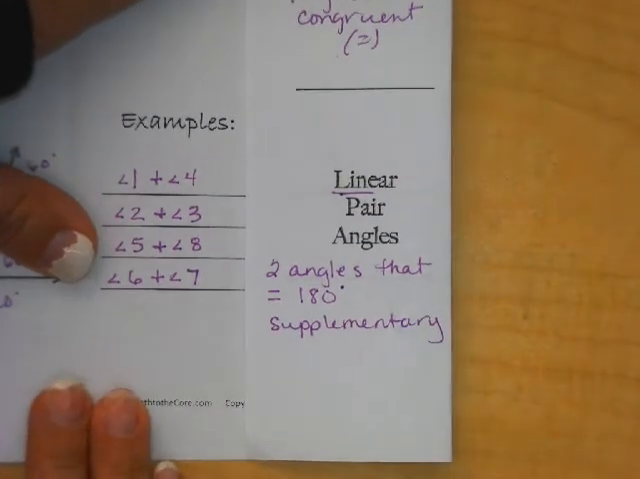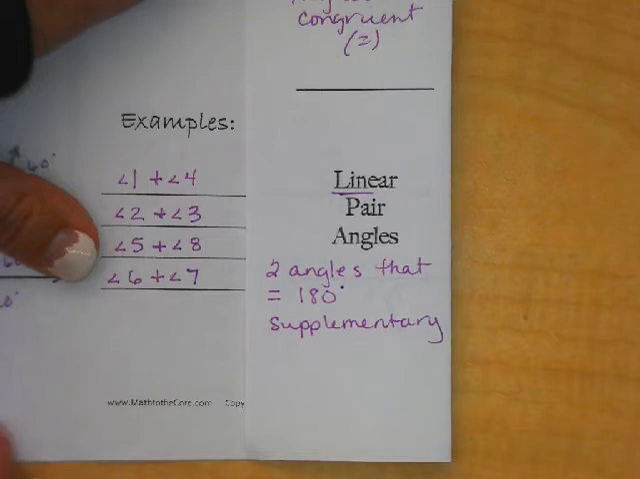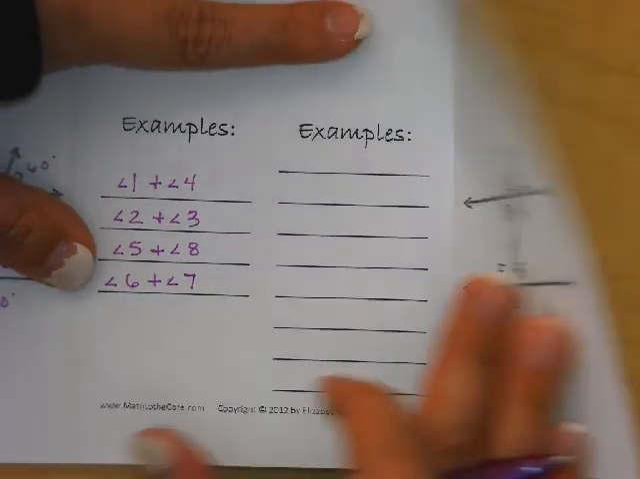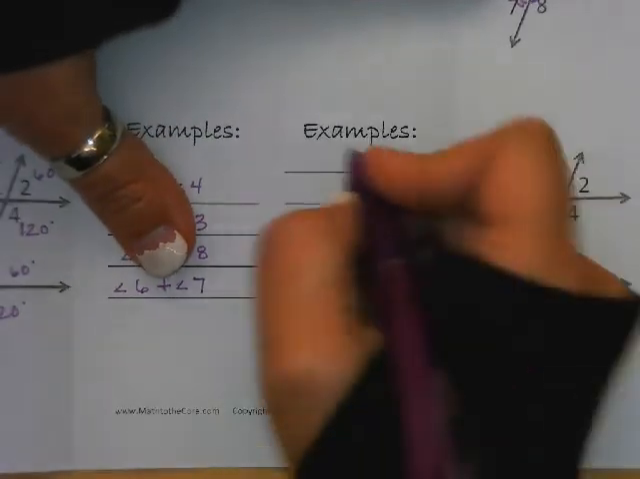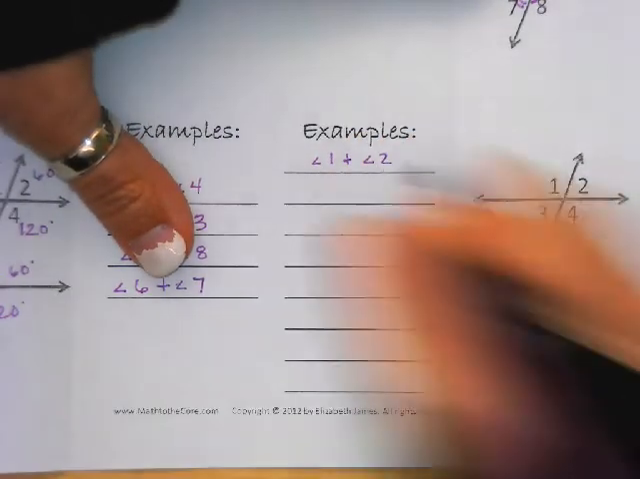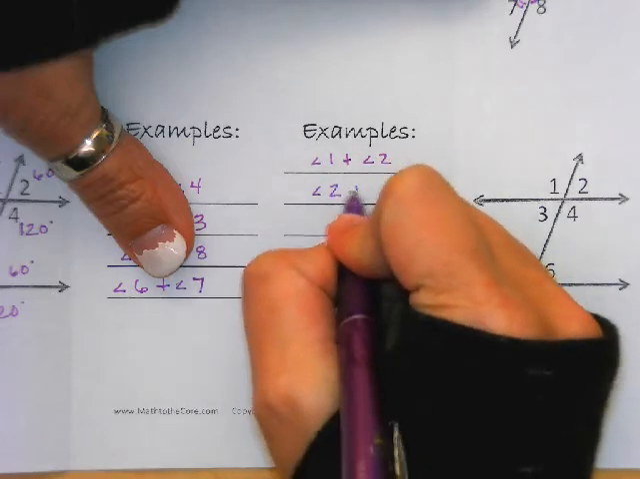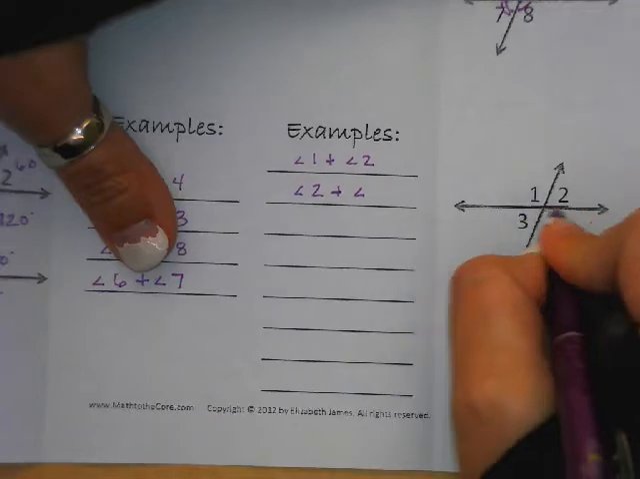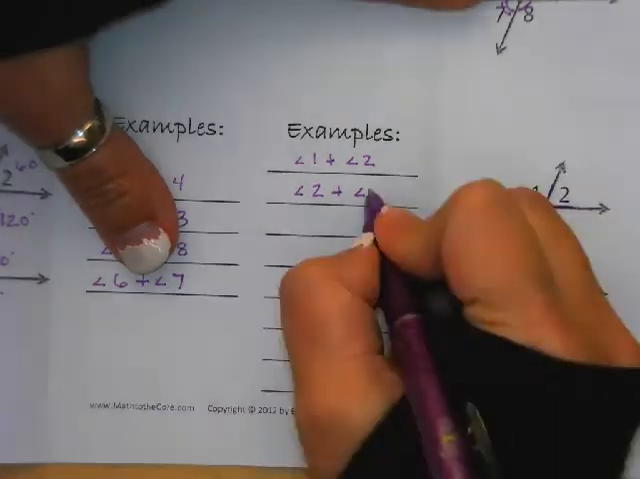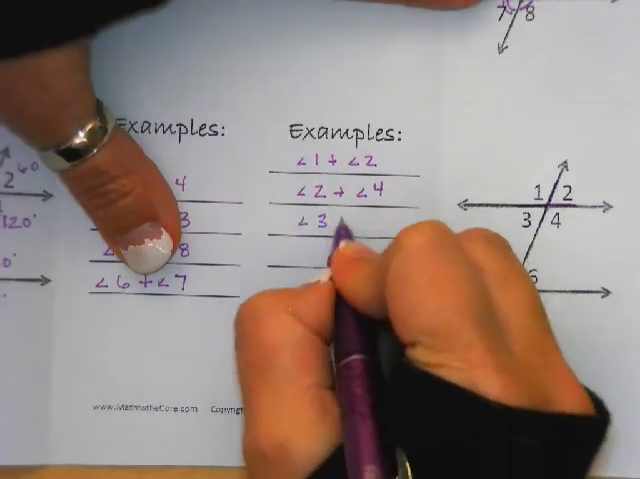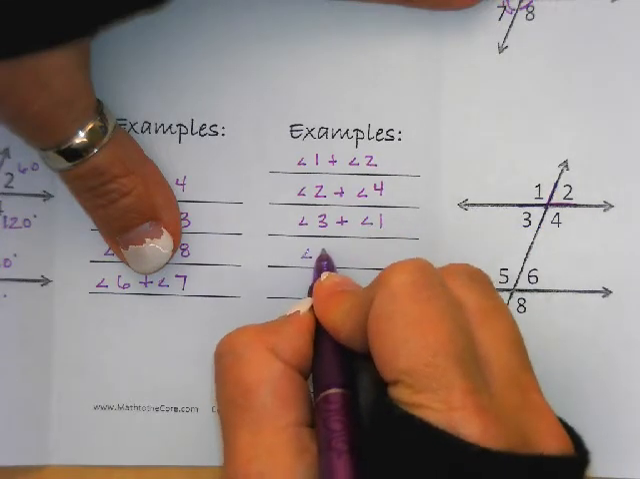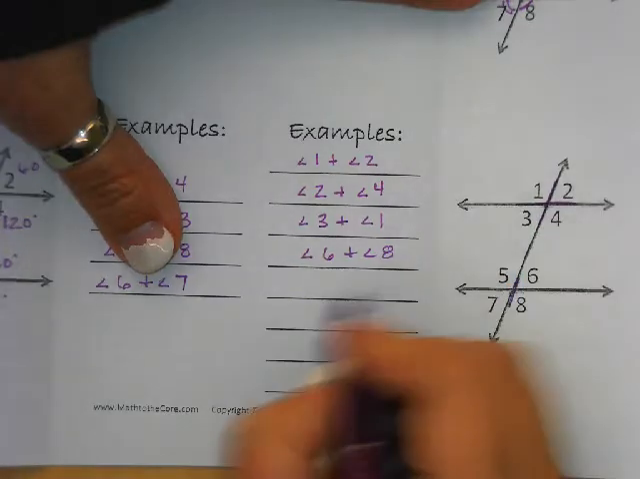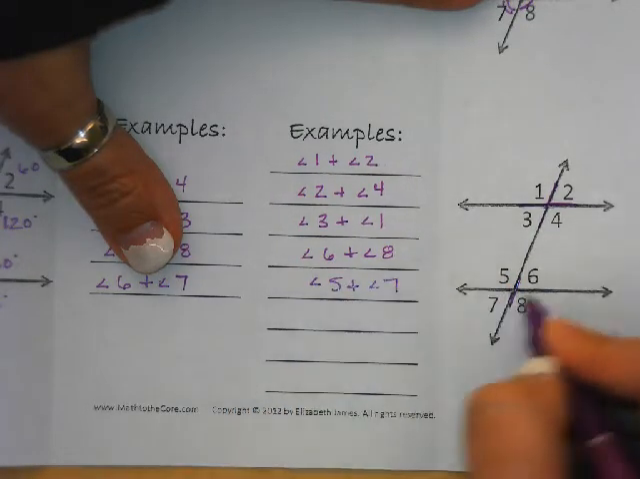All right, so let's see what we got. We got a lot of these. Hold on. Make sure everybody's got it written down. All right, angle 1 and angle, okay, angle 2 and angle, already got one. Pick another one. So here you're looking for lines 2 and 4. What else? Angle 3 and angle 1, angle 6 and angle 8, right here. Angle 5 and angle 7.